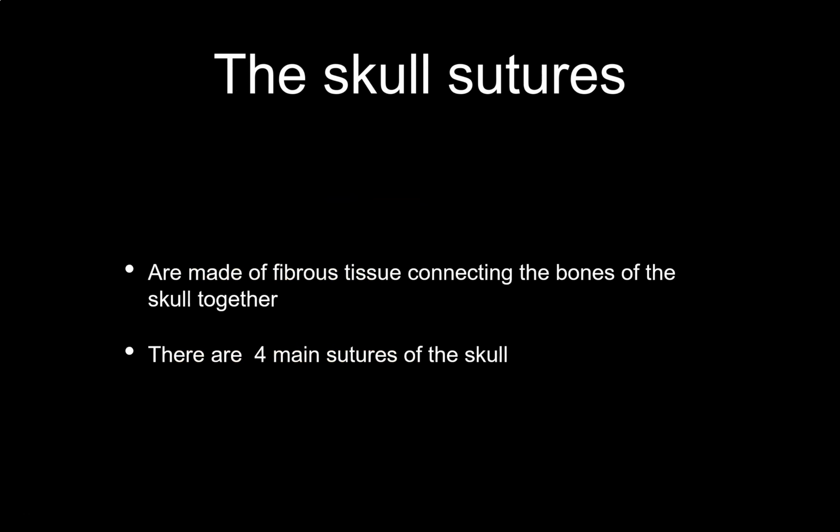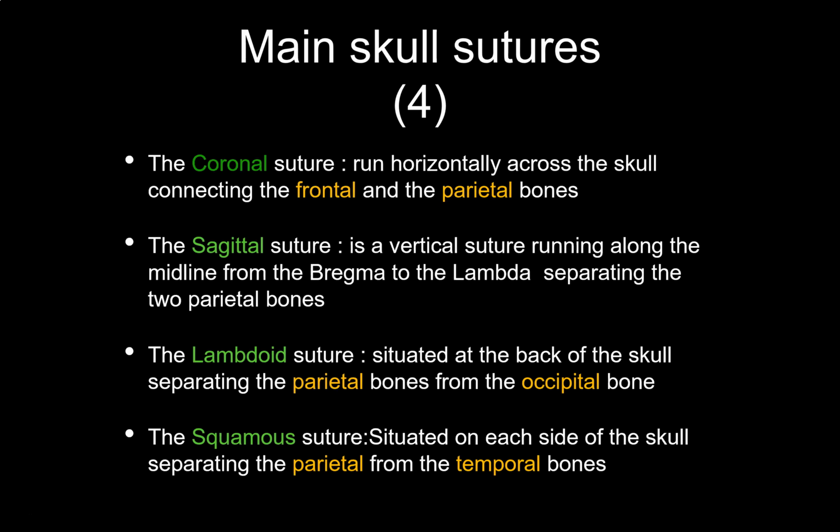When we start with the skull sutures, you all know that they are made of fibrous tissue connecting the bones of the skull together. And actually we have four main sutures of the skull, I mean the adult skull. In children we might have other sutures like the metopic suture between the two frontal bones. But in adults we have four sutures.